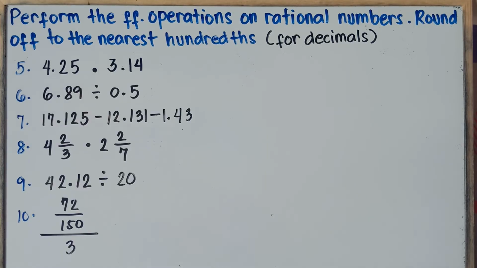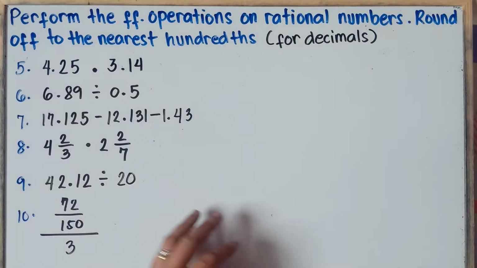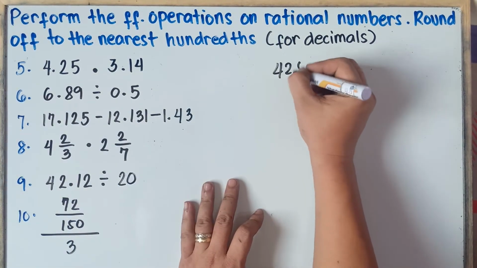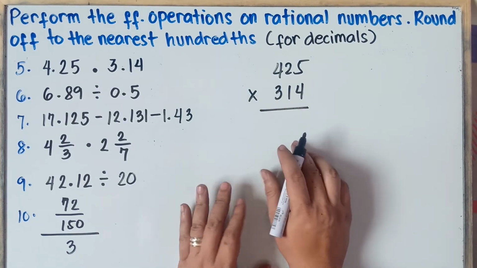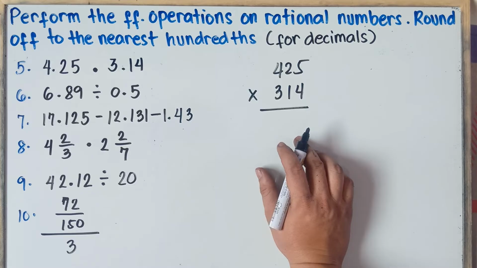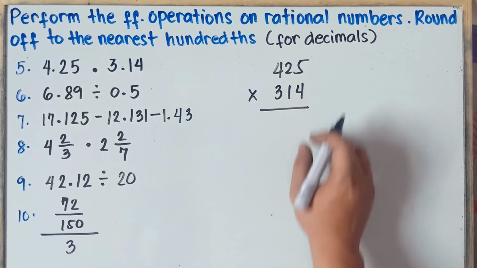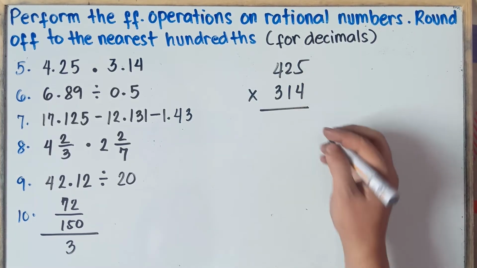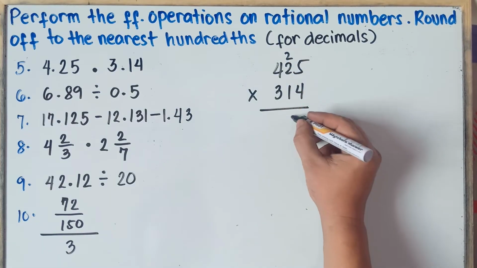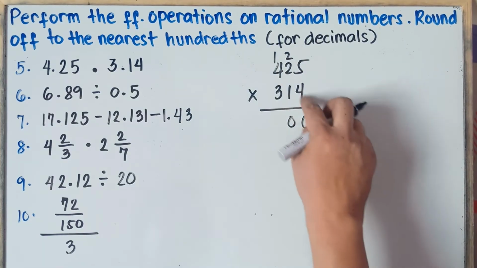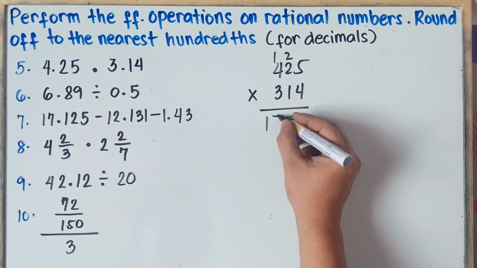Once again, class, if you're multiplying decimals, simply ignore first the decimal point and then write this as 425 multiplied by 314. So simply multiply 4 times 5, that's 20, 0, carry 2. 4 times 2 is 8, plus 2 is 10, 0, carry 1. 4 times 4 is 16, plus 1 is 17.